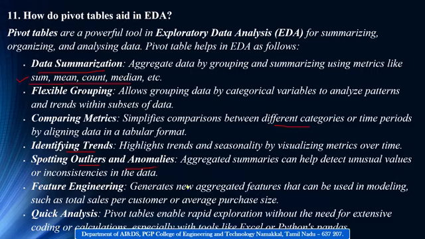Then feature engineering. This generates new aggregated features that can be used for modeling, such as the total sales per customer or average purchase size. For example, the total number of items purchased by male, by female, or by female in a particular age group. Different features you can extract from that. And this table is used for very quick analysis, without the need for extensive coding or calculations.